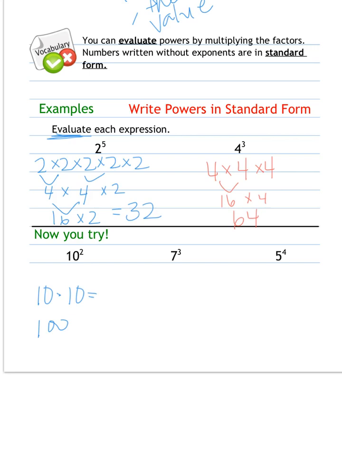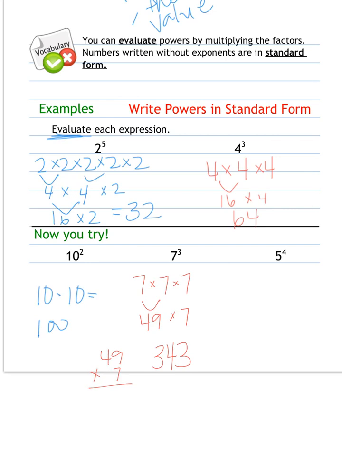All right, next we have 7 to the power of 3. So we are taking 7 times 7 times 7. Well, 7 times 7 equals 49 times that extra 7. If you need to, you can do our standard algorithm for multiplying. 49 times 7 equals 343.